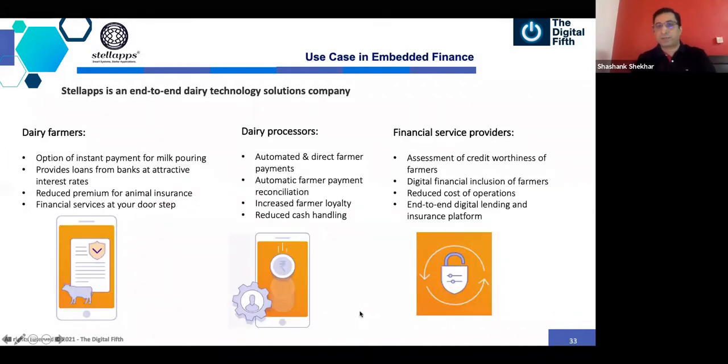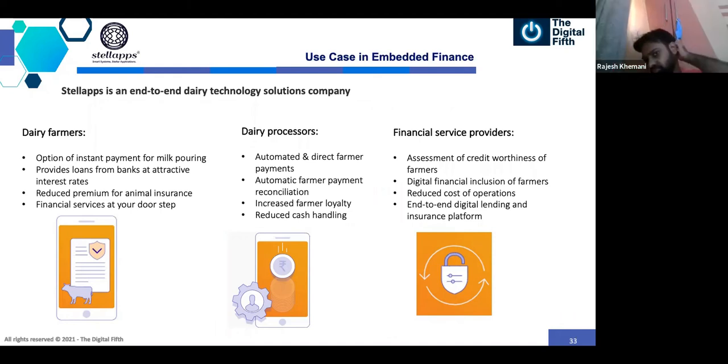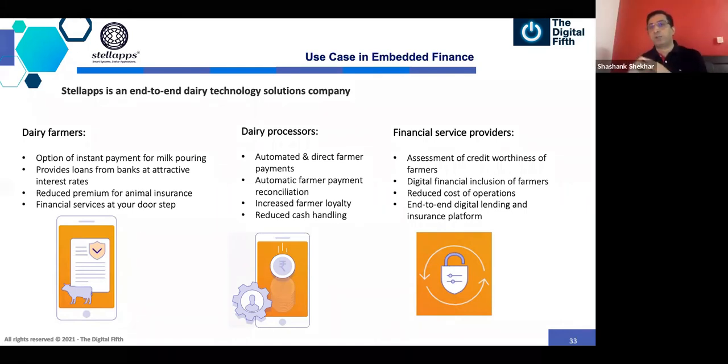This is a very interesting example that I just want to touch upon. Stellapps is a very interesting IoT-based milk dairy collection startup, which operates in most parts of India. How do they do that? They're tied up with the dairies, and they have an IoT device which they use at the collection centers, where the farmers come and pour the milk. Through the IoT device they are able to figure out the quality and the quantity of the milk, and based on that, the money that needs to be given to the farmers. So that's how they work.